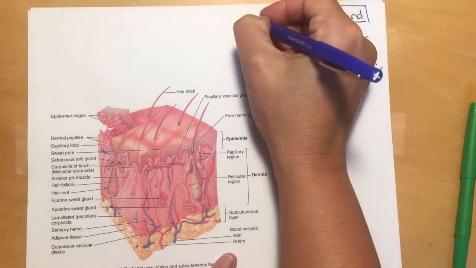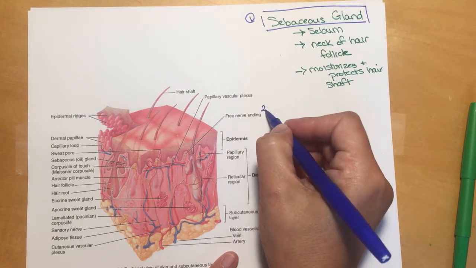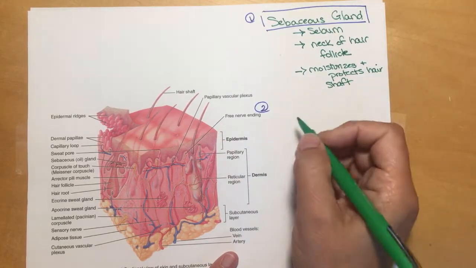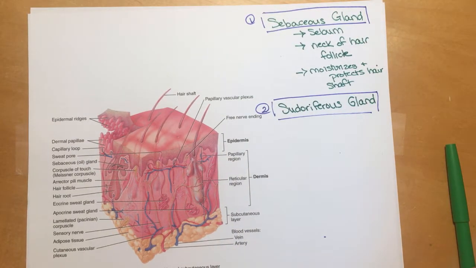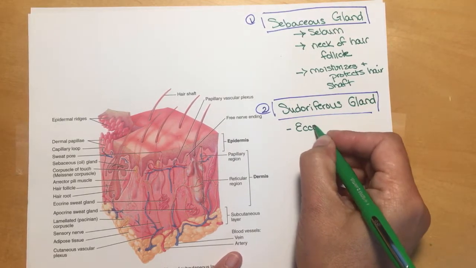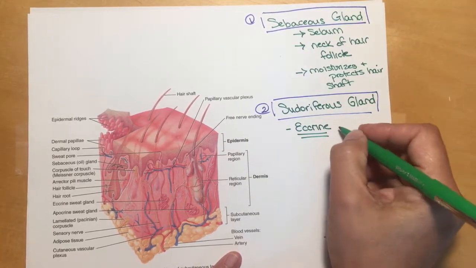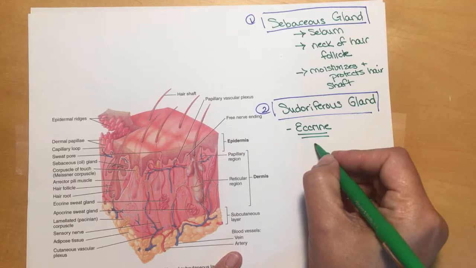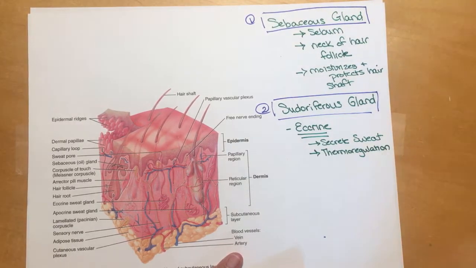There's going to be 4. So one is a sebaceous gland. Number 2 is something called a sudoriferous gland. Now, there's 2 types of sudoriferous glands. These are basically sweat glands. So the simplest one is called an eccrine sweat gland. Eccrine sweat glands secrete sweat. Their job is to help in thermoregulation. So they're activated when your body temperature goes up.